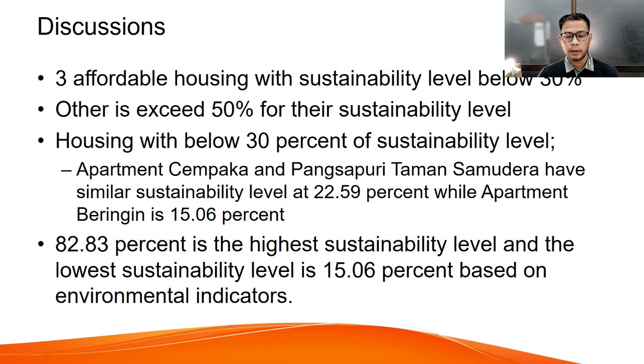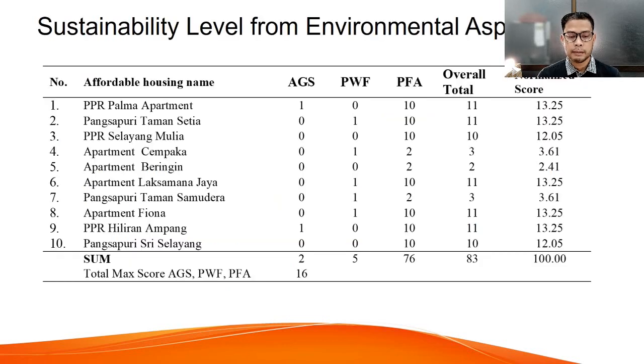So those 3 are at 22.59%, and also Apartment Beringin, one of the affordable housing, is only 15.06%. This means that for these 3 affordable housing, in terms of environmental aspect, the sustainability level is lower. 82.83% is the highest sustainability level, and the lowest sustainability level is 15.06%. This is based on the environmental aspect only.